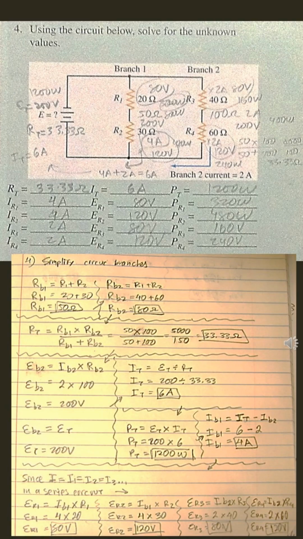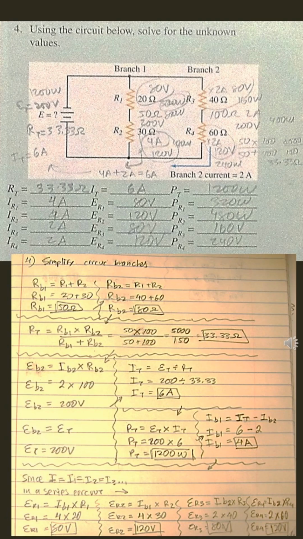We can go further and say, since in a series circuit the current is equal at each resistance location, then we can go ahead and find each resistor value with that resistance. So we know in branch 1, each resistor location must have 4 amps. At branch 2, each resistor location must have 2 amps each. So we can find each resistance voltage drop at those locations.